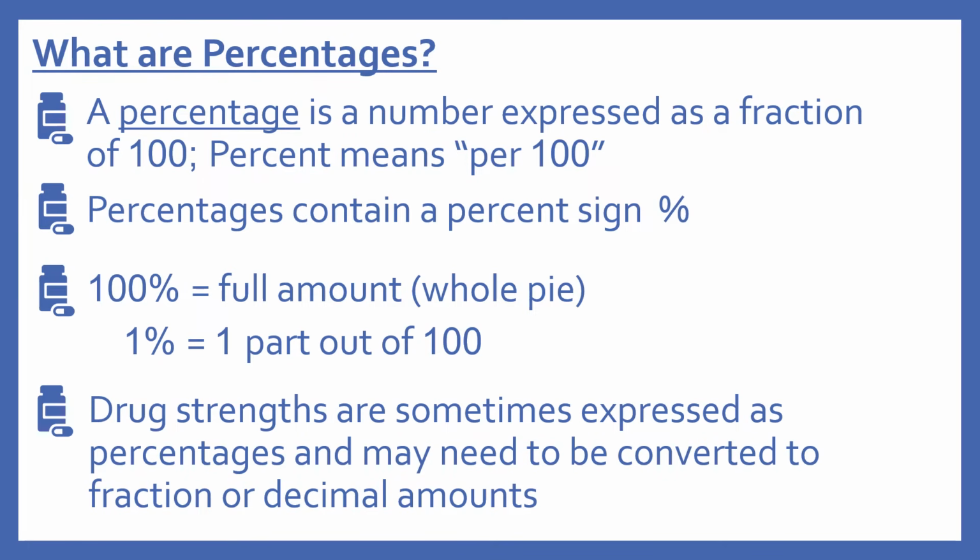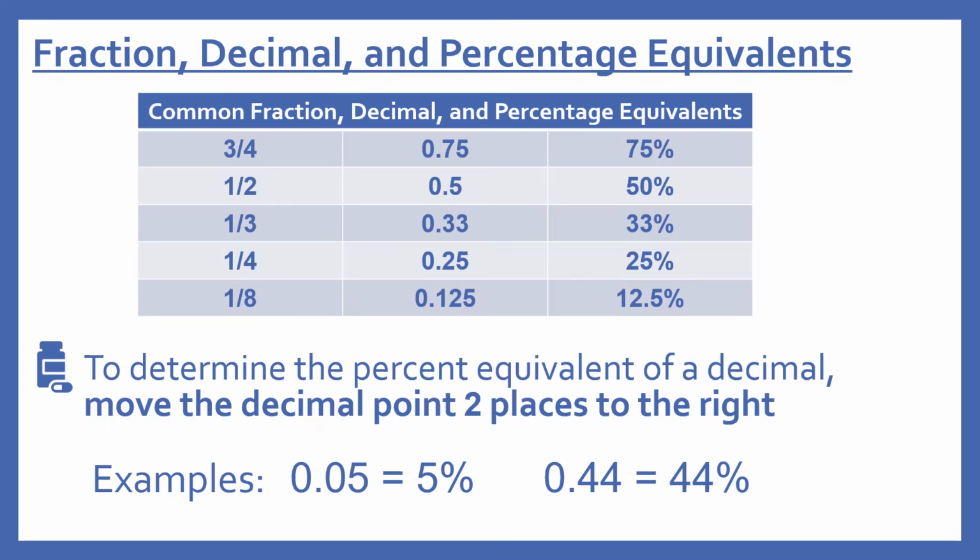Okay, now we're going to look at percentages. So a percentage is a number expressed as a fraction of 100, and percent actually means per 100. So percentages contain a percent sign. And just to give you an idea about what percentages mean, 100% would equal the full amount. So you could think of this as the whole pie when we were looking at fractions. 1% would be 1 part out of 100. So drug strengths are sometimes expressed as percentages and may need to be converted to fractions or decimal amounts. So that's what we're going to be focusing on with percentages.